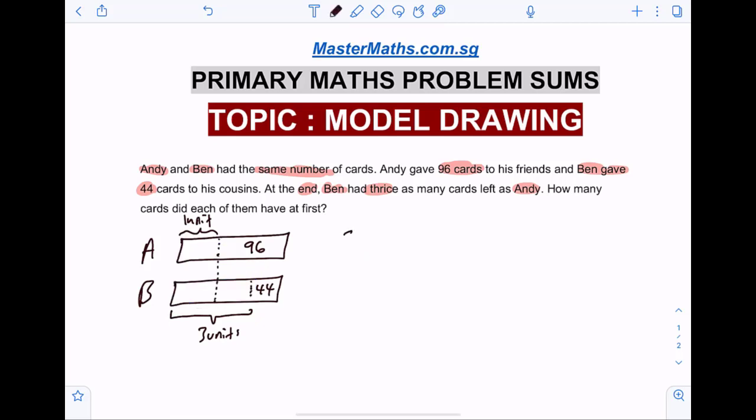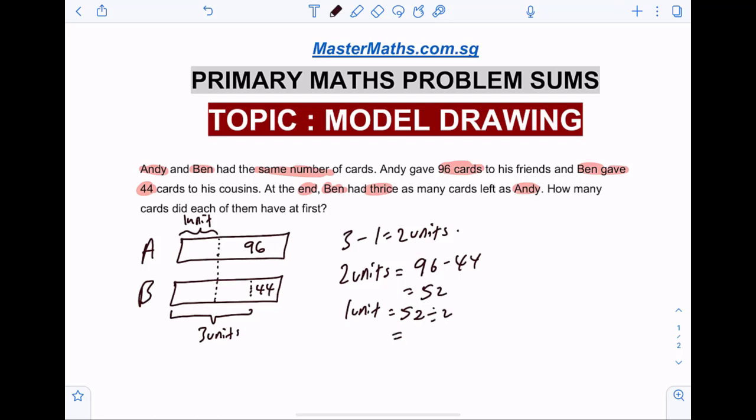Okay, so 3 minus 1, that will be 2 units. So again, this is 3 units, this is 1 unit. This section right here will be 2 units, which is the difference between 96 and 44. Okay, so 2 units will be equals to 96 minus 44, which will be 52. And then proceed to find 1 unit.